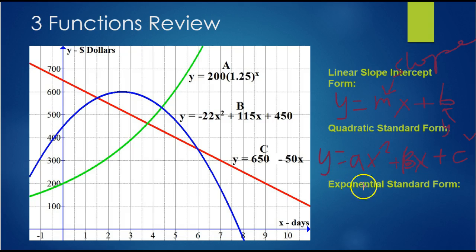And then exponential standard form, this has been a minute since we've talked about this. It is y equals b times a to the power of x, where b is the starting, or the y-intercept, and a is the growth rate. Basically, is it a growth, is it a decay? Remember, if it's above 1 like this, it's a growth, so it's going to be going up, positive. If it would be below 1, then it would be a decay.